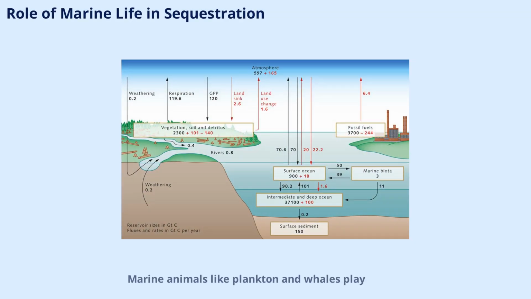Marine animals like plankton and whales play a surprising role in ocean carbon sequestration. For example, sperm whales help transport iron from the deep ocean to the surface, which stimulates phytoplankton growth. More phytoplankton means more carbon is absorbed from the atmosphere. The decline in whale populations due to whaling has actually reduced the ocean's ability to sequester carbon, showing how interconnected life and climate are.